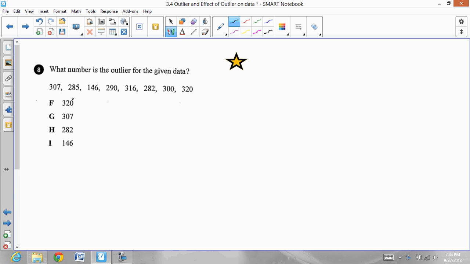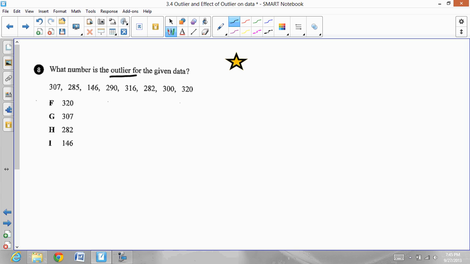Focus on question number 8. What number is the outlier for the given data? Before you start, make sure that you are writing things down. Please also write the date and write 3.4 Outlier and the Effect of Outlier on Data, wherever you're recording it, whether it is in your notebook or your paper, before you copy things down.